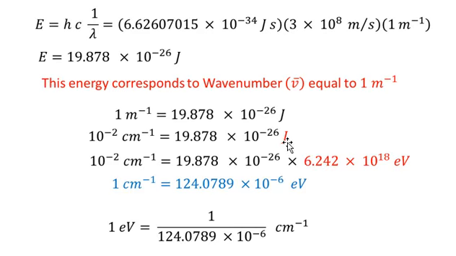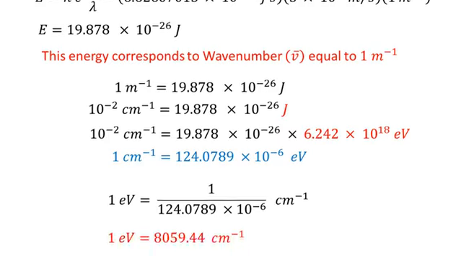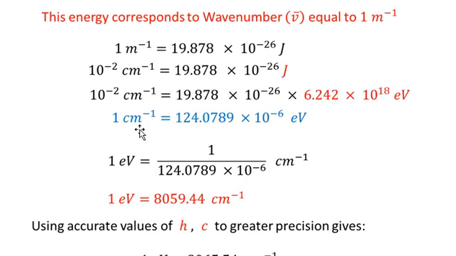In the third step, you can substitute joule in terms of its value in electron volt, which is 6.242 into 10 to the power 18 electron volt. If you multiply these two quantities, you will get 124.0789 into 10 to the power minus 6 electron volt. So 1 centimeter inverse is equal to this much electron volt. This is the relationship of the centimeter inverse in terms of electron volt. So 1 centimeter inverse is equal to 124.0789 into 10 to the power minus 6 electron volt.